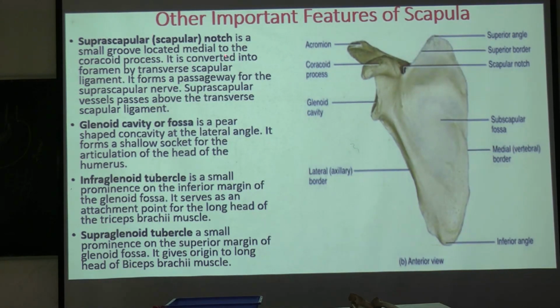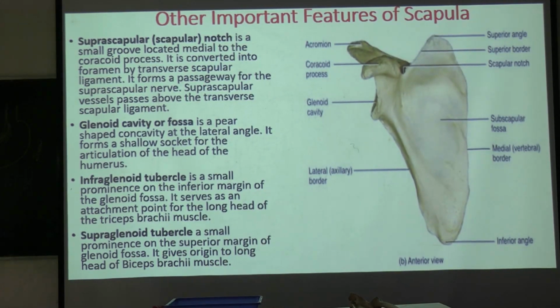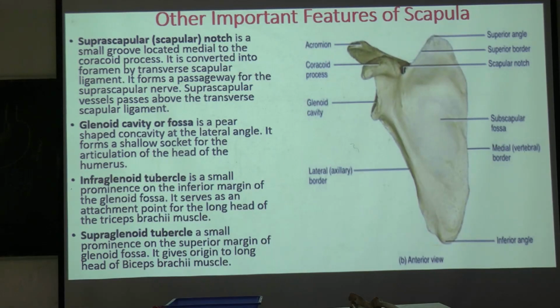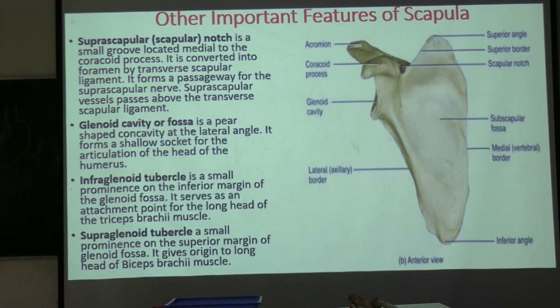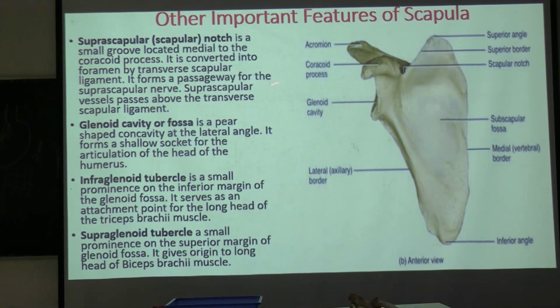First is the suprascapular or scapular notch. See here. Here is the suprascapular notch. It is a small groove located medial to the coracoid process. This is anatomical position. So this notch is just medial to this coracoid process. Okay. And it is converted into a foramen by transverse scapular ligament. Okay, converted into foramen. And it forms a passageway for the suprascapular nerve.